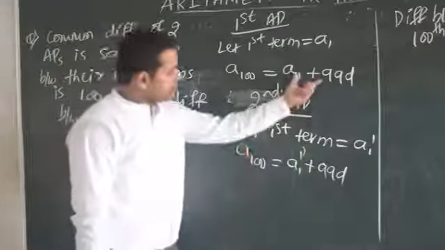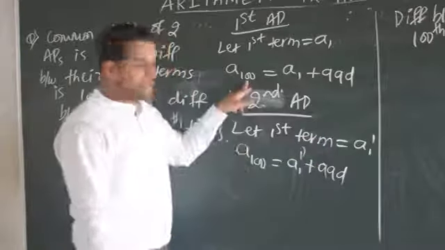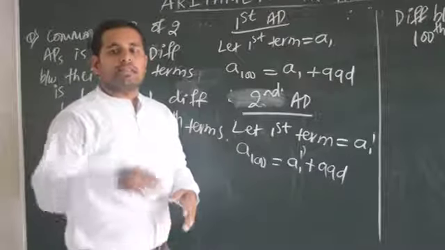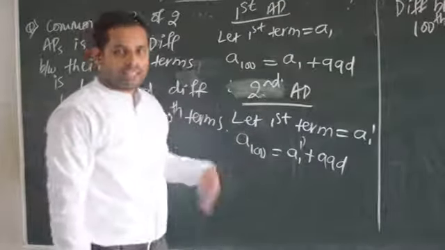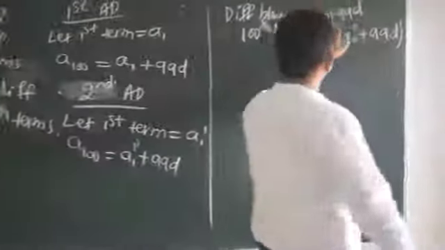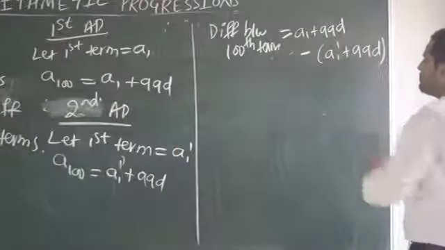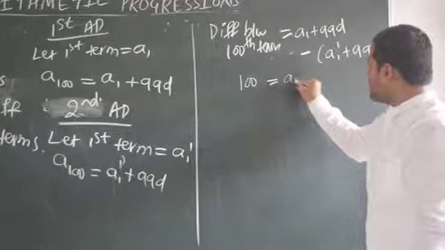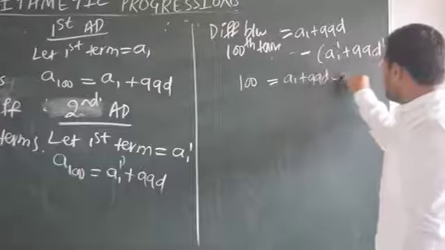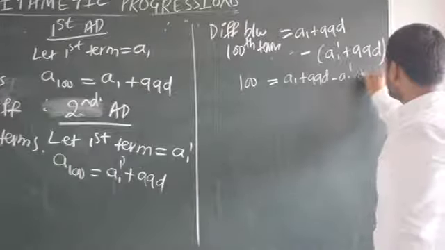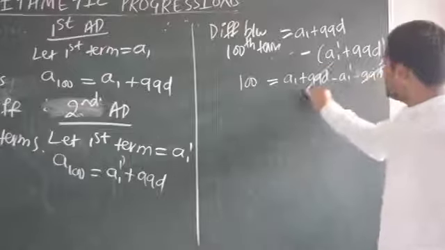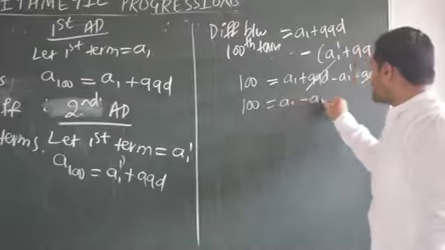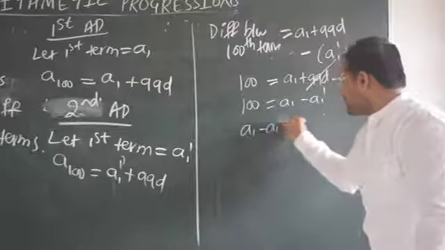Now they are saying this minus this is equal to 100. This is also the 100th term. The 100th term minus the 100th term is 100, because they are two different APs. So a1 plus 99d minus (a1 dash plus 99d) is 100, they are saying the difference. So 100 is equal to a1 plus 99d minus a1 dash minus 99d. The 99d terms will get cancelled. So 100 is equal to a1 minus a1 dash.